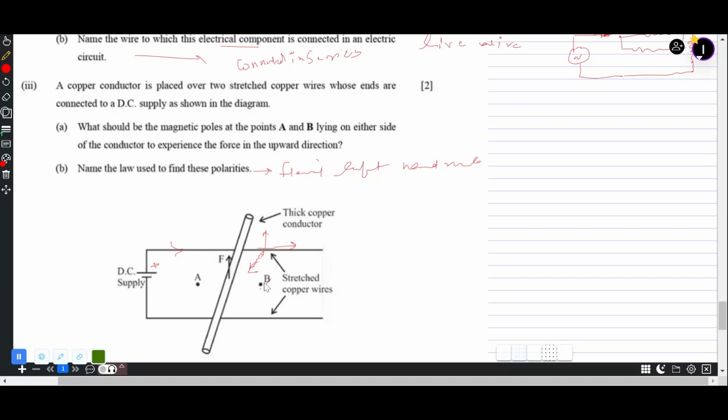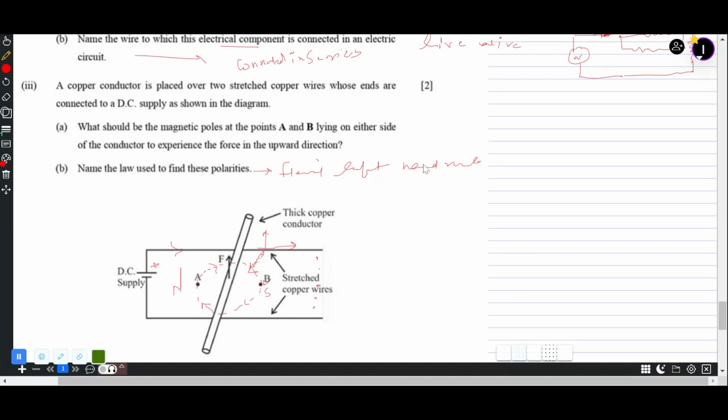For higher grades we use arrows like this, which show the field is coming out of the page, but here I guess it will be like the magnetic field is moving from A to B like this. So this will be north pole, this will be south pole.